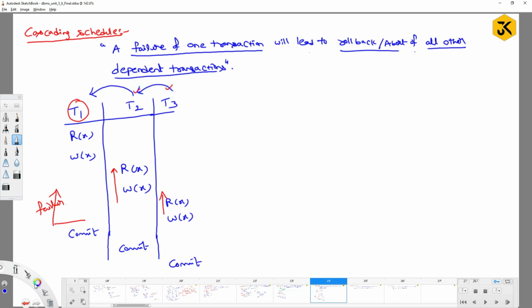For example, if only T2 performs, like for example, commit is done here successfully. At this point of time, if there is a failure, then failure of this particular transaction is going to lead to rollback of only T3, not T1, right? This is what we call a cascading schedule. Okay, fine. So what might be the problem in this particular situation?